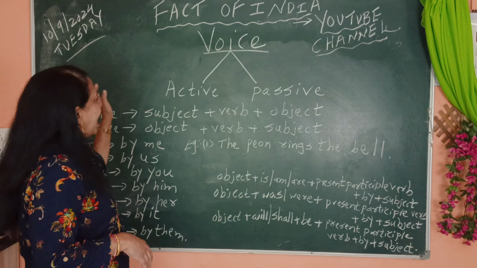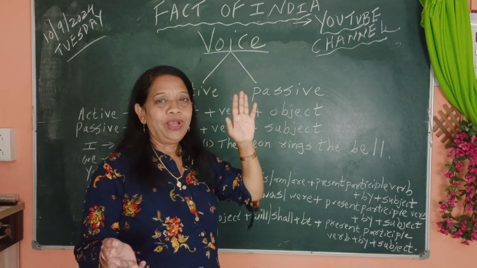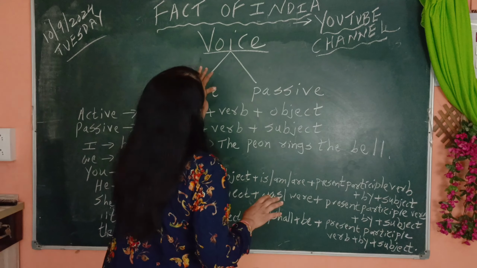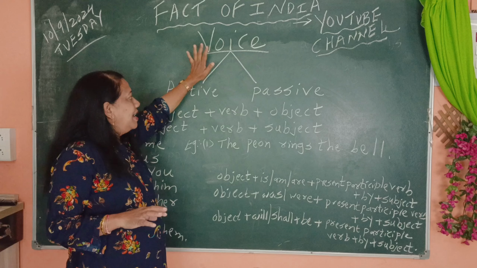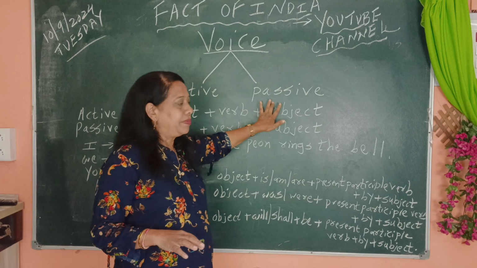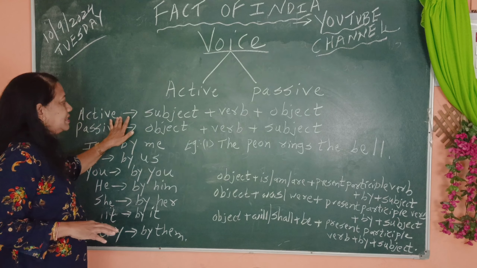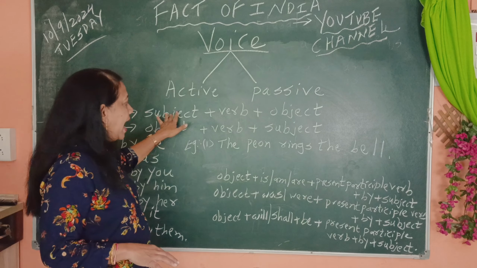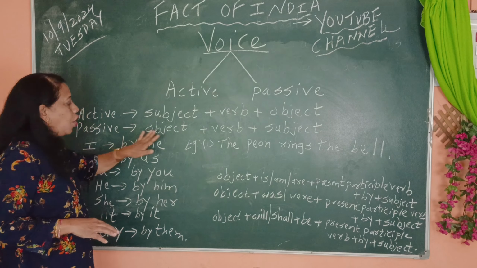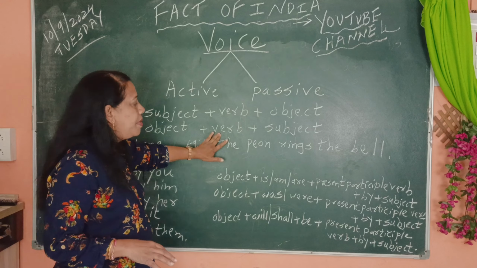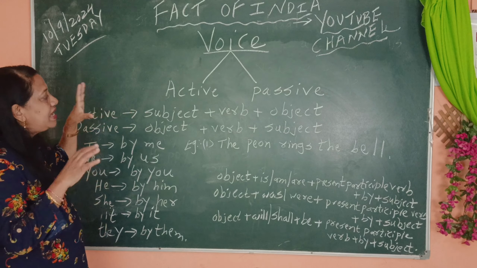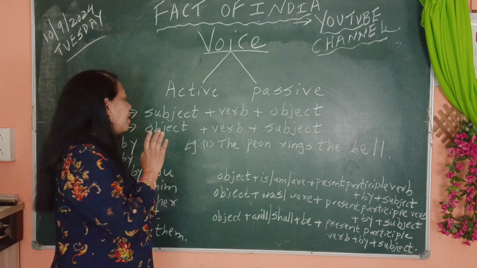Today I have come forward before you to teach a certain grammatical unit. Today I want to teach you voice. Basically, voice is of two types: active voice and passive voice. In active voice, the subject comes first and then verb and then object. While in passive construction, the object comes first and then verb and then subject.